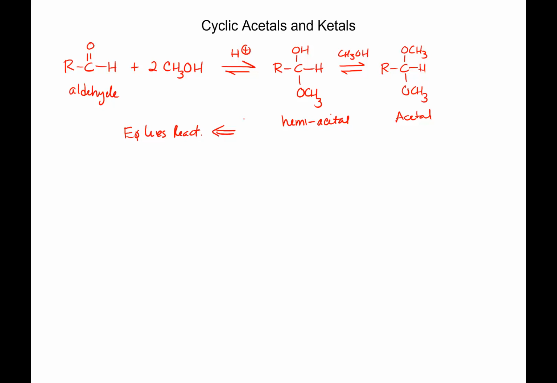Now, one of the ways that we can make the equilibrium go to the right is by forming a cyclic acetal or forming a cyclic ketal. What would that involve? Well, here's a typical case. Let's take our just normal aldehyde, and now let's react it with a dialcohol. And I'll put in the CH2 groups for the moment. This is called ethylene glycol.